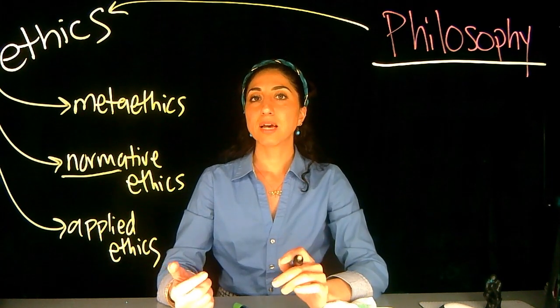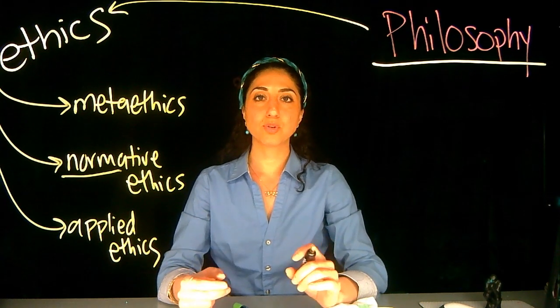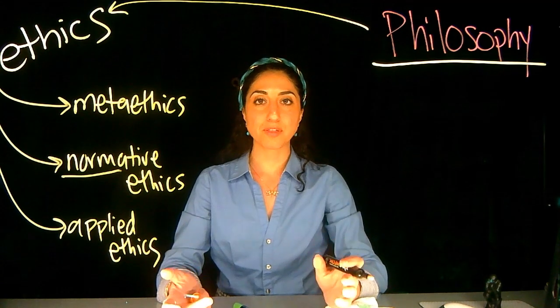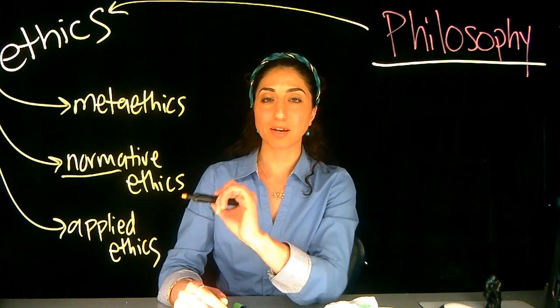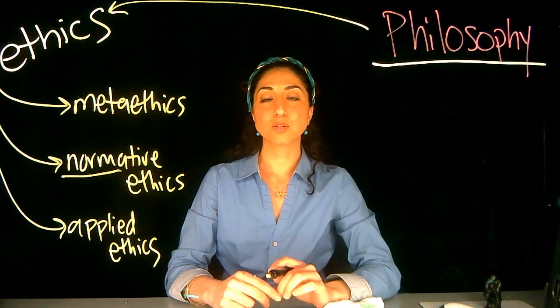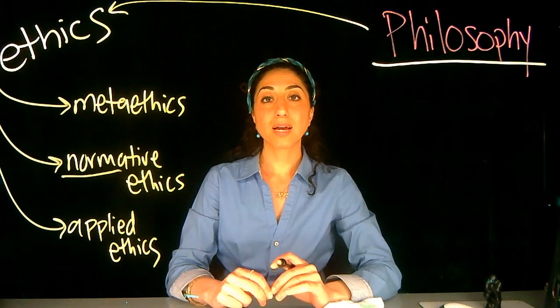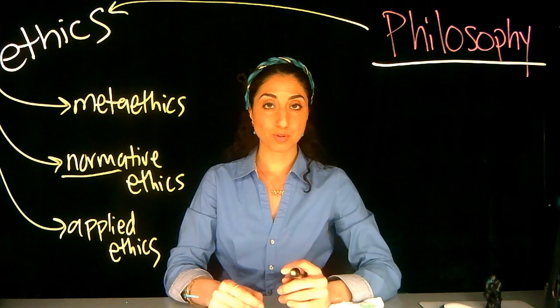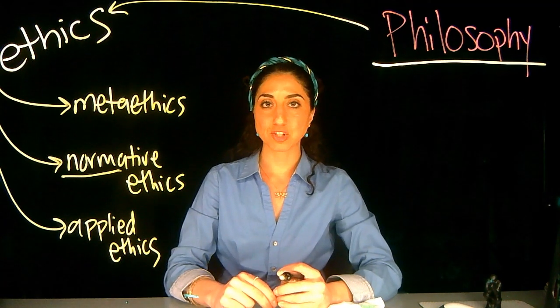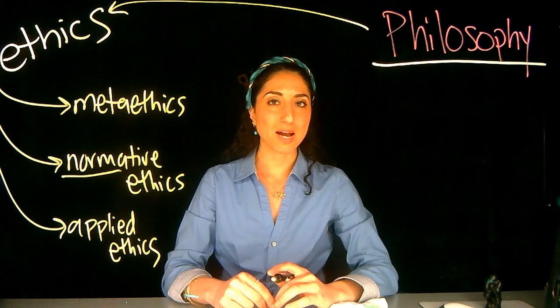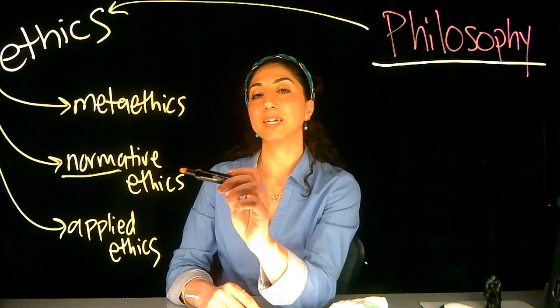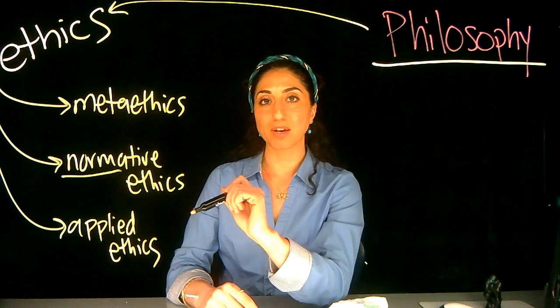Now, when you take an action and you call it wrong or unethical or impermissible, you are doing what's called applied ethics. Applied ethics is when you are applying your ethical theories about what's right and wrong to actual actions. What are the theories that you might be applying to actions? That's what you'd be learning if you were studying normative ethics.